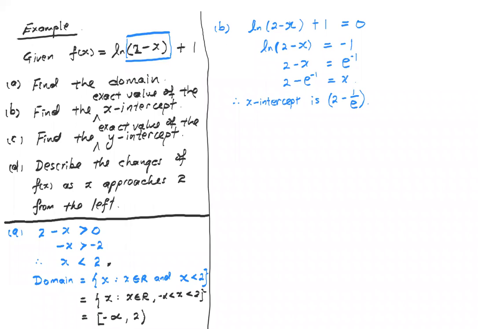Okay, let's go to part C. Find the y-intercept. So I will write down f(0). So it's ln(2 minus 0) plus 1. So this will be the exact value you will write as ln 2 plus 1. Are you clear? So this is the exact value. So therefore, y-intercept is ln 2 plus 1. Okay. Are you okay? Okay. Any question?